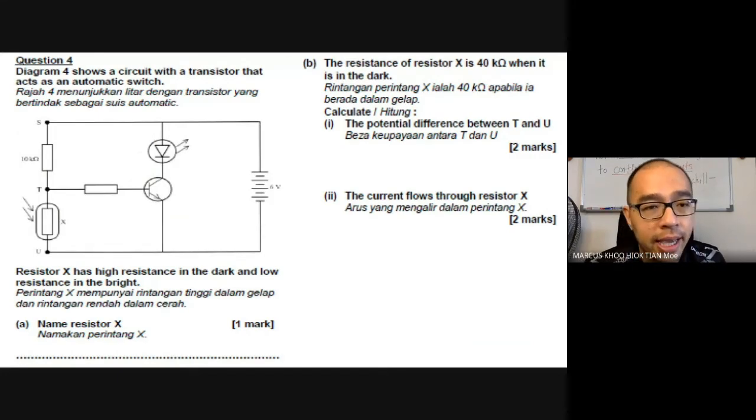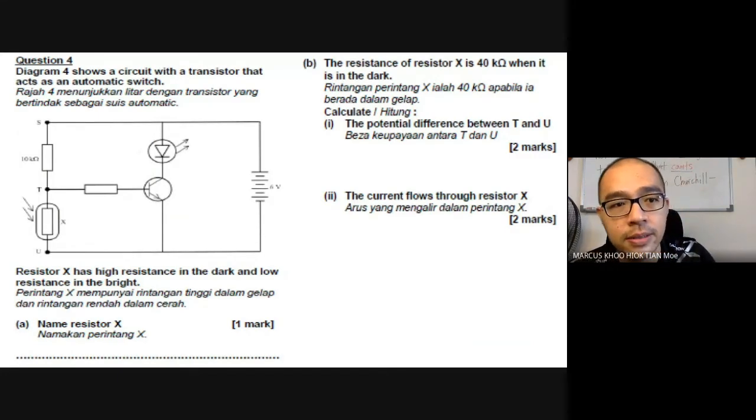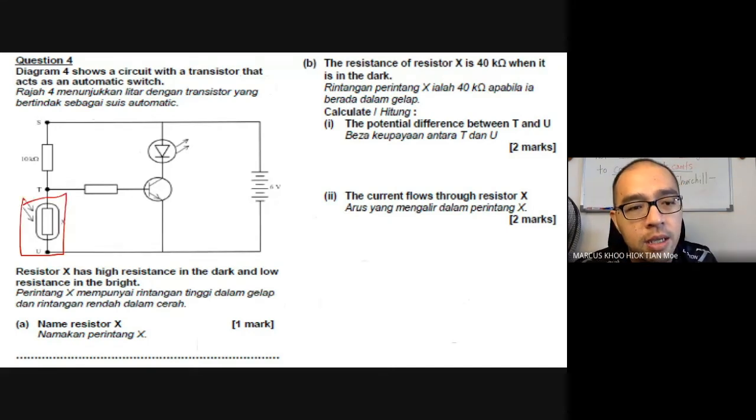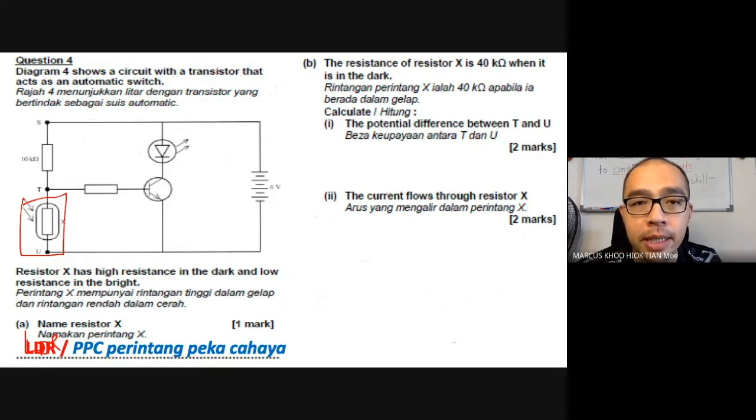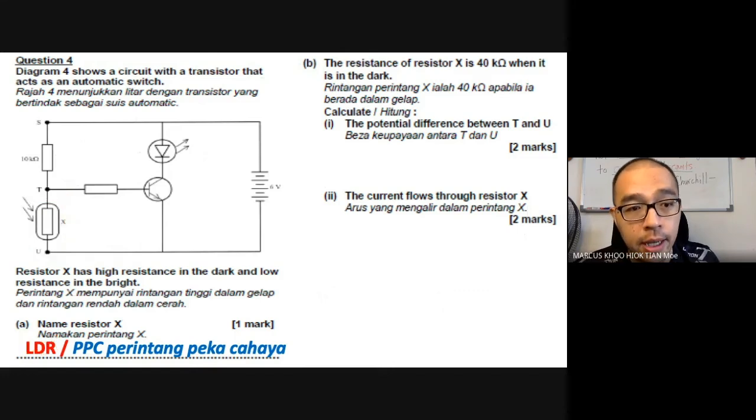Next, question number 4. Name the resistor X. What is this resistor called? Louis. LDR. Okay, it's correct. LDR. In Malay it's called PPC, Perintang Peka Cahaya. And generally, if you just give the short form, it's okay. It's generally accepted. You don't have to write light dependent resistor.